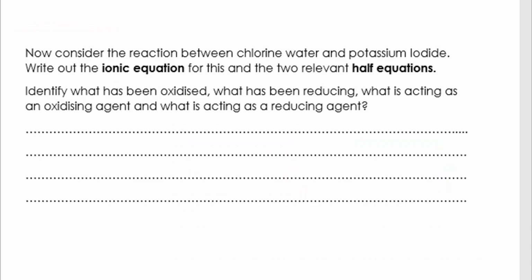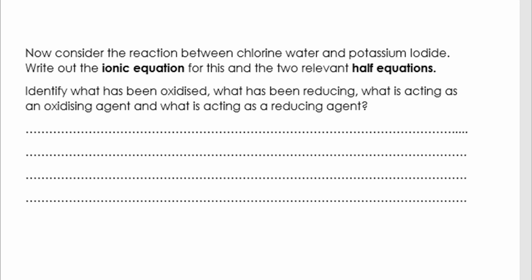But we're going to move on and start thinking about ionic equations now. I want you to take the example of chlorine water and potassium iodide. Use all of the knowledge that you have, everything that you can recall, to try to write out the ionic equation and then break it down into its 2 half equations. We're into the redox topic now as well, actually. And then once you've done it, I want to know what's been oxidised, what's been reduced, what's acting as an oxidising agent, and what is acting as a reducing agent. So pause.